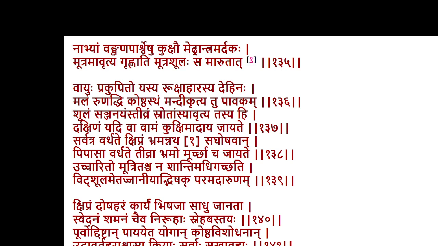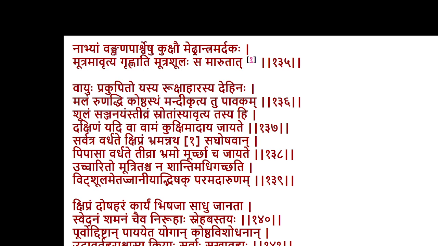वायुः प्रकुपितो यस्य रुक्षाहारस्लेहिनः मलं रुणद्धिकोशस्थं मन्दीकृत्य तुपावकं शूलं सञ्जनयेत् तीव्रं श्रोतांसि आवृत्य तस्य हि दक्षिणं यदि वा वामं कुक्षिम् आदाय जायते सर्वत्र वर्धते क्षिप्रं ब्रह्मन् न च सघोषवान् पिपासः वर्धते तीव्रा भ्रमो मूर्छा च जायते उच्चारितो मूर्छितश्च न शान्तिम् अधिगच्छति विट्शूलमेतज्जानीयात् भिषक् परमदारुणम्. A vitshula is considered to be very severe, and it's due to improper passage of the stools, retention of the stools in the abdomen, and it may present in the sides, lateral portions of the abdomen, in the lumbar region, either on the right or left side.